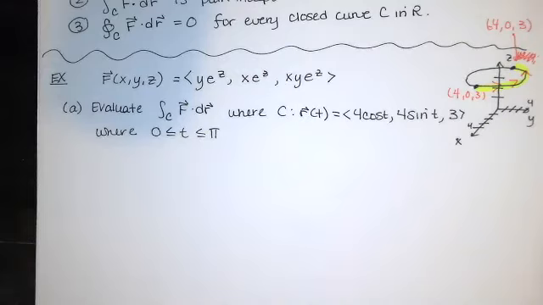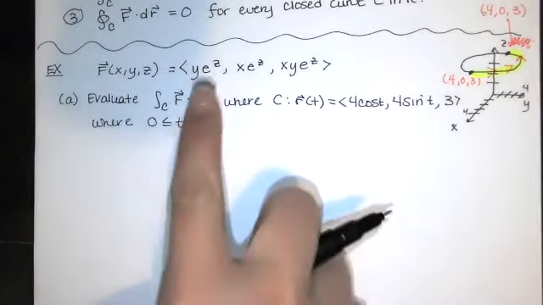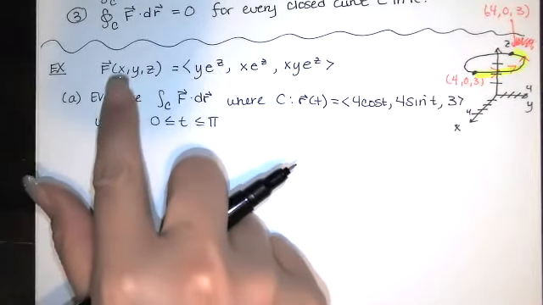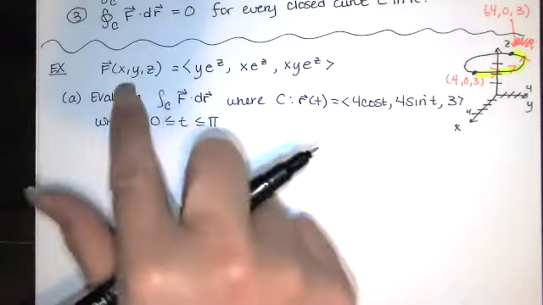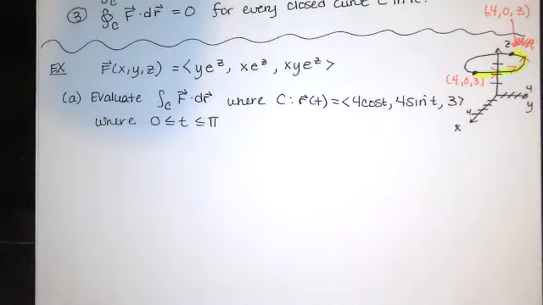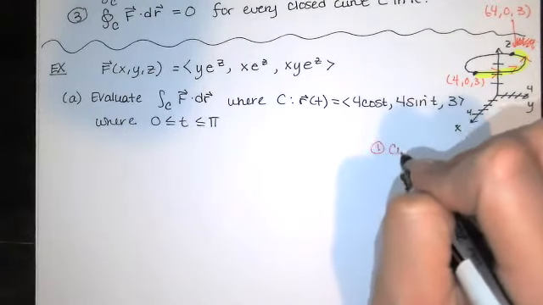Here's hoping that that field is conservative. Now remember, if you've got a field in 3 dimensions, well, you can't just look at the partial of m with respect to y and the partial of n with respect to x. If you want to tell if a field in R3 is conservative, you have to take the curl of that field. So we'll take the curl of the field to see if the field is conservative.